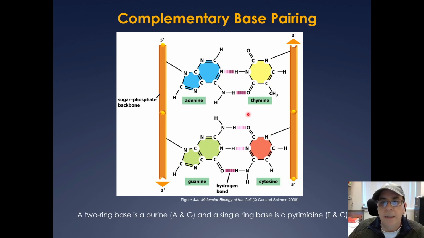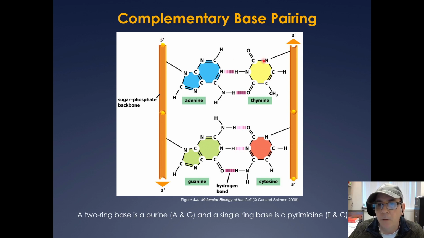Okay, so this is basically how the bases in DNA base pair. It's complementary base pairing. They're connected by hydrogen bonds. Here's your sugar phosphate backbone on the outside, and you can see the DNA is running 5' to 3' and 5' to 3'.